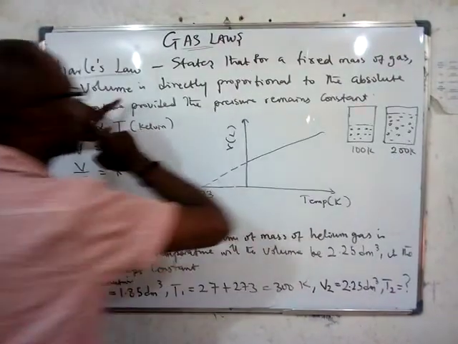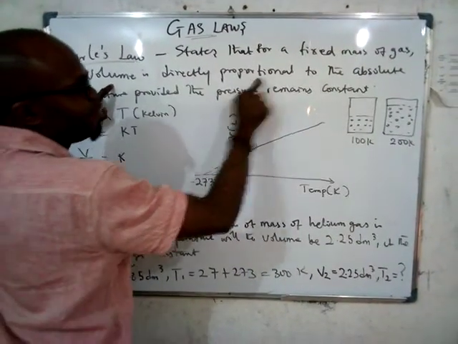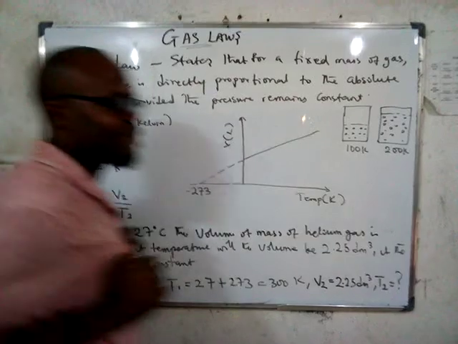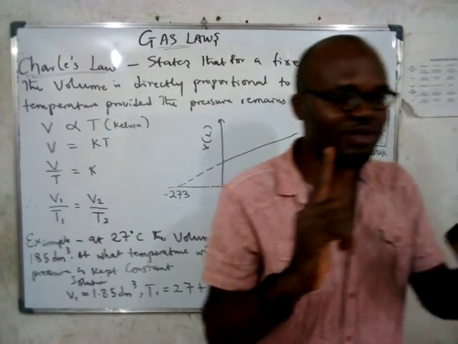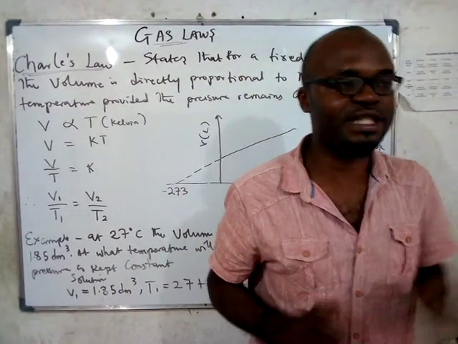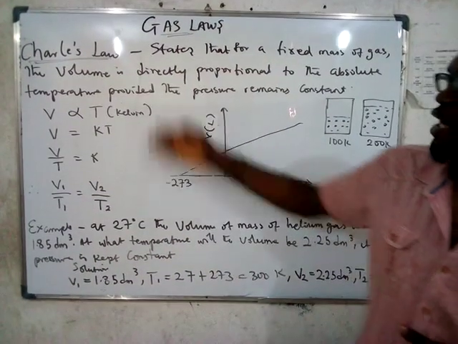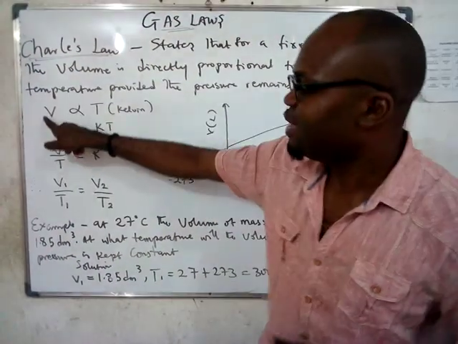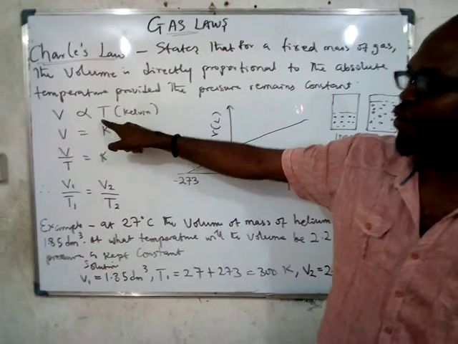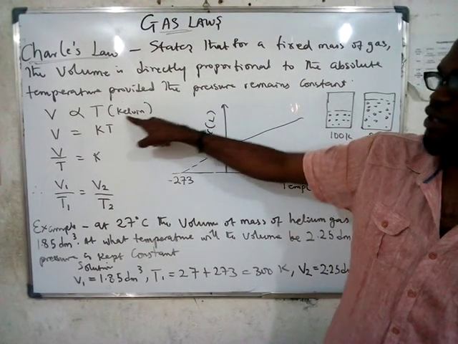And that is the statement here. For a fixed mass of a gas, the volume is directly proportional to the absolute what? Temperature. Whenever you hear the word absolute temperature, it simply means temperature in Kelvin. Temperature in what? Kelvin. Now, if you want to state this mathematically, volume is directly proportional to what? Temperature. Absolute temperature in Kelvin.